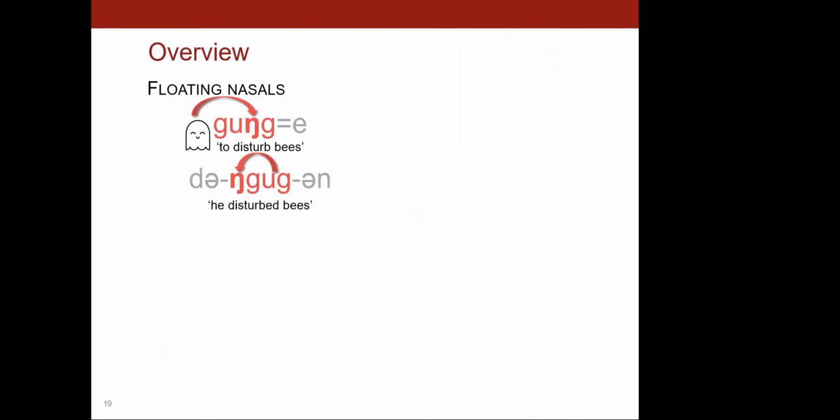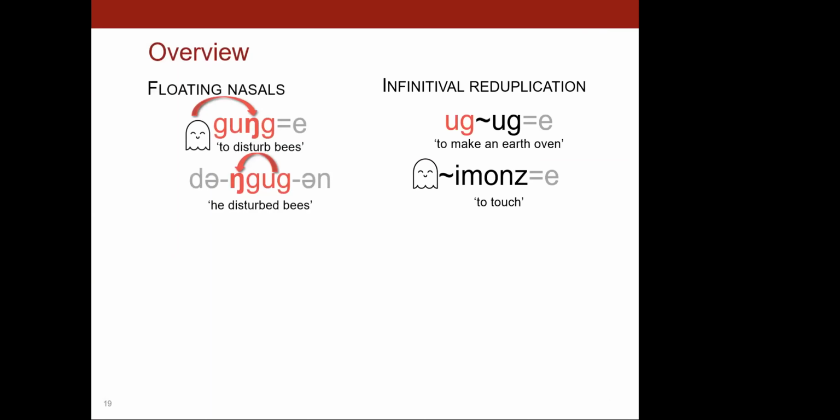So here's the structure of today's talk. I'm going to show you 2 types of ghost patterns in Ende. The first pattern is floating nasals, which involve nasal segments that float through words. The second pattern is Ende infinitival reduplication. This is a morphological reduplication process that forms words from roots and ensures that monomorphemic words are of a minimal word length. Floating nasals are an example of a martyr ghost, and infinitival reduplication is an example of a hero ghost.